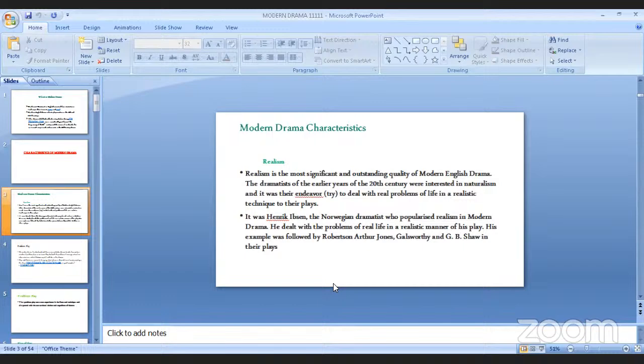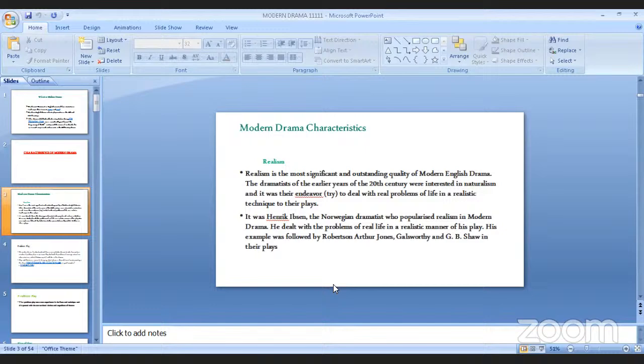It was Henrik Ibsen, the Norwegian dramatist, who popularized realism in modern drama. He dealt with the problems of real life in a realistic manner in his plays. His example was followed by Robertson, Arthur Jones, Galsworthy, and G.B. Shaw in their plays. I think Henrik Ibsen's A Doll's House has been included in your syllabus.